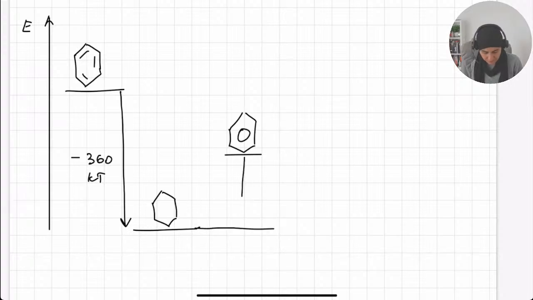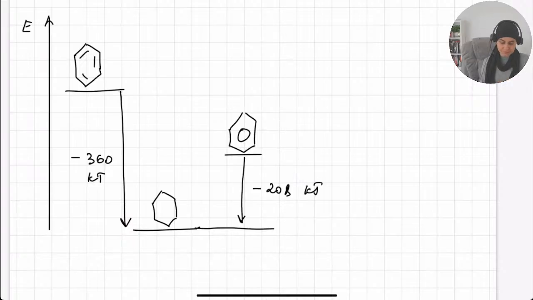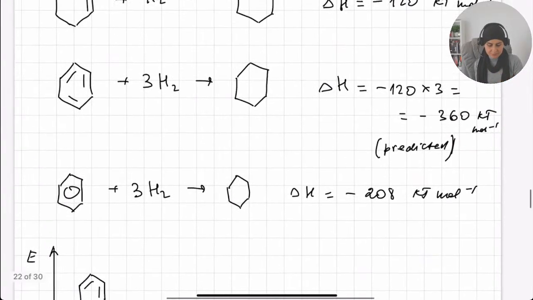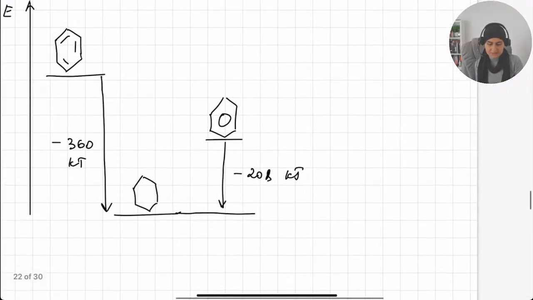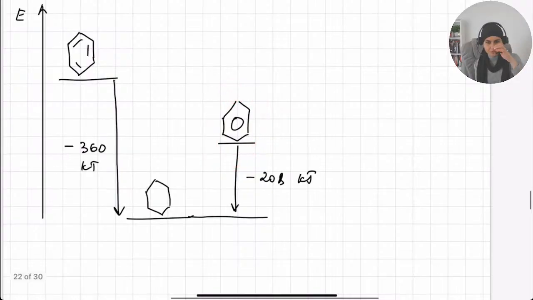Why do I have to put it below? Because the enthalpy change is negative 208 or whatever that is. Again, you don't quote me on that. Kilojoules. So to make it work, because the product is the same, I have to place benzene with the ring below that thing. And what does it mean?